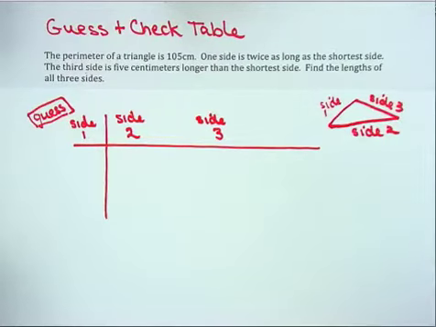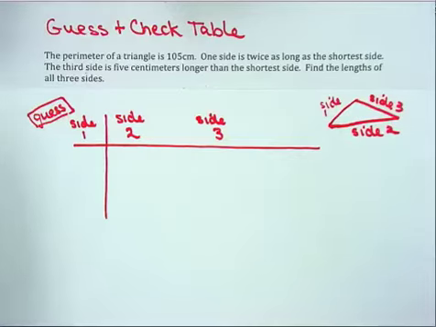The problem we're going to solve is this. The perimeter of a triangle is 105 centimeters. One side is twice as long as the shortest side. The third side is 5 centimeters longer than the shortest side. Find the lengths of all three sides.